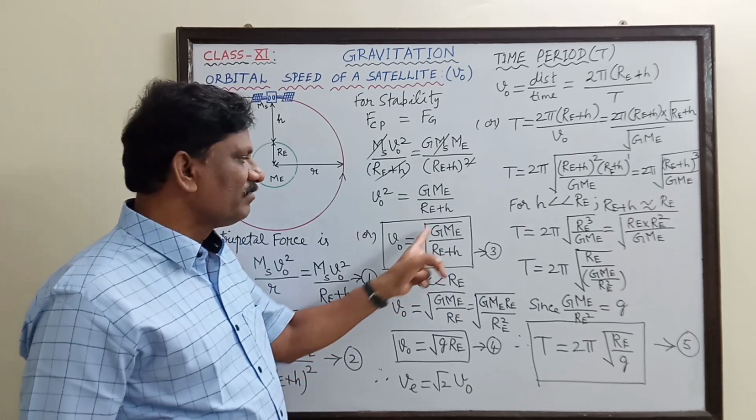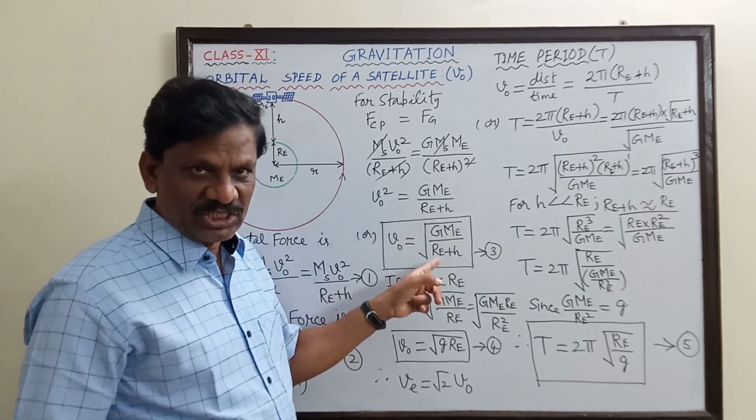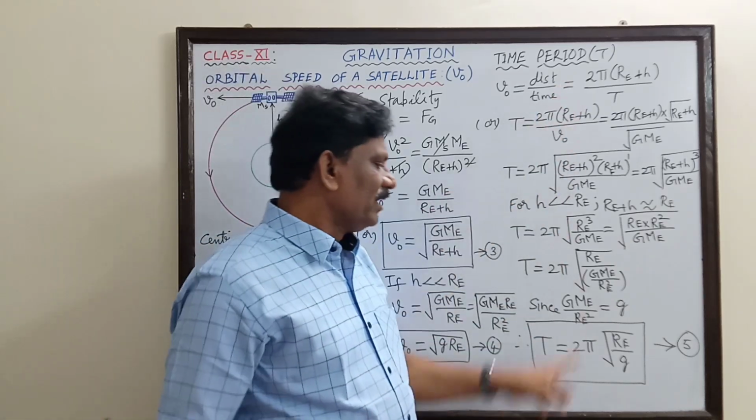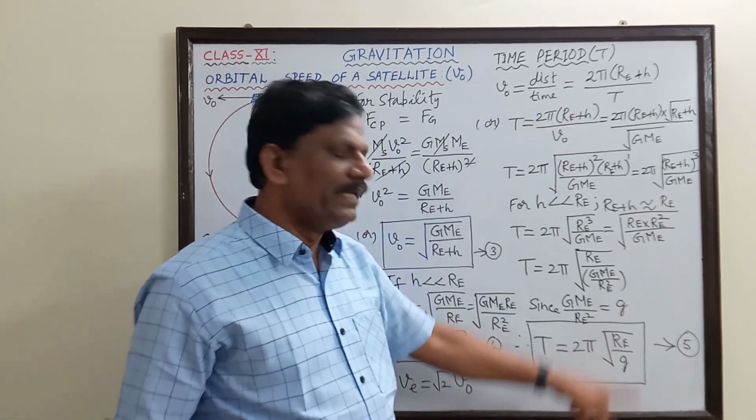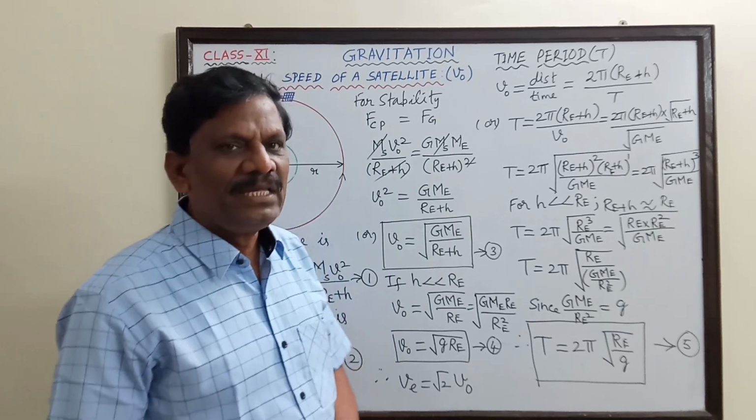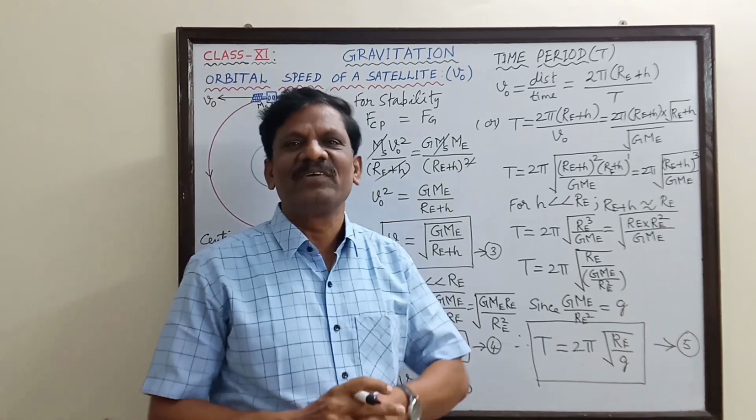Time period of a satellite is defined as the time taken by the satellite to revolve around a planet once in a circular path. So the final equation for the orbital velocity, you have to remember this: V orbital is equal to square root of GME by (RE plus H), and the time period of a satellite is T equal to 2 pi into square root of RE by g. I hope you must have understood them. Fine.